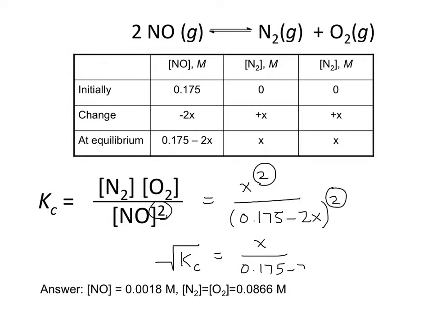0.175 minus 2x. And solving as before, I get an answer that the equilibrium concentration of NO is equal to 0.0018 molar, and the equilibrium concentrations of N2 and O2 are both equal to 0.0866. And by the way, I notice there's an error here. This should have been O2. Okay.